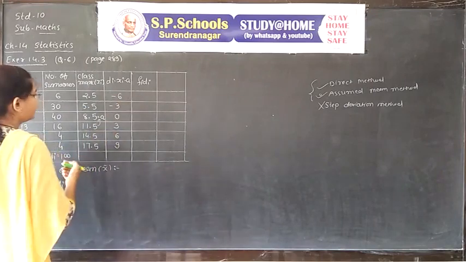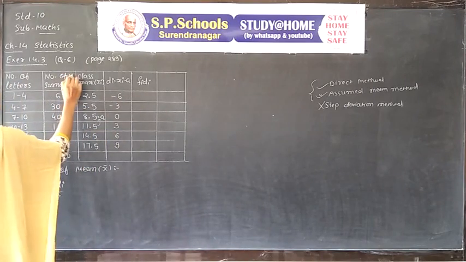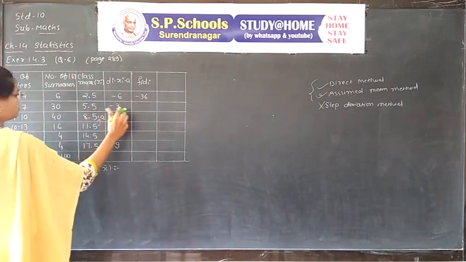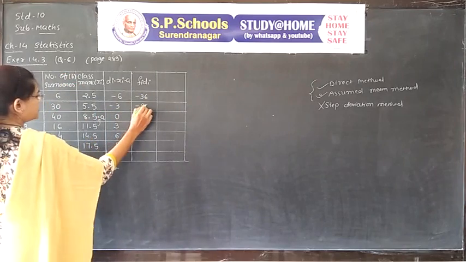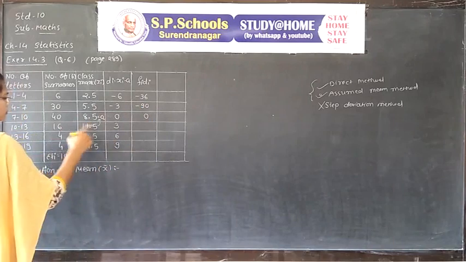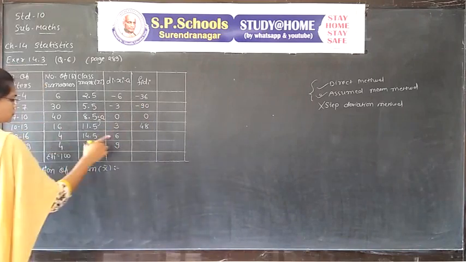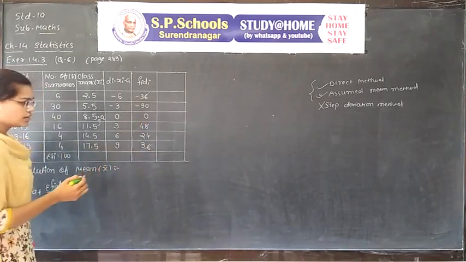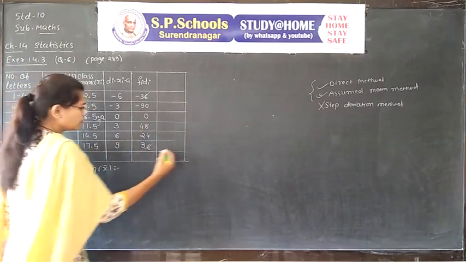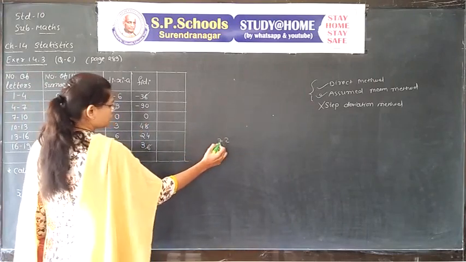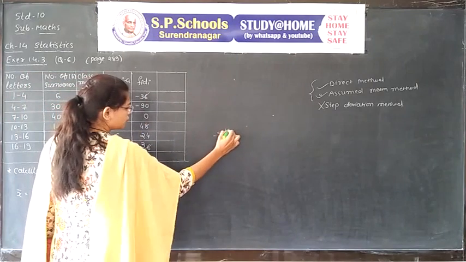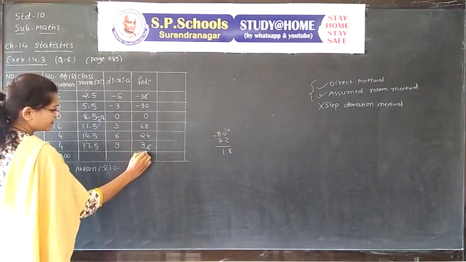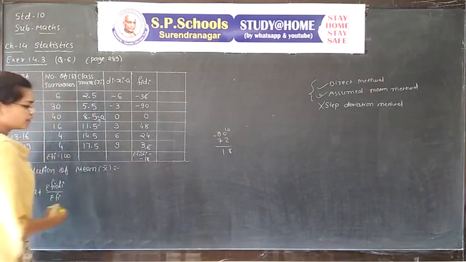Now we multiply fi with di. The number of surnames is fi. 6 times 6 is 36, minus 36. 30 times 3 is minus 90. In front of 0, which is 0. 16 times 3 is 48. Then 24. And 9 times 4 is 36. Here plus and minus 36 cancel. The addition of 48 and 24 is 72. 90 minus 72, we get 18. It is our sigma fi di equal to 18, but it is minus 18.